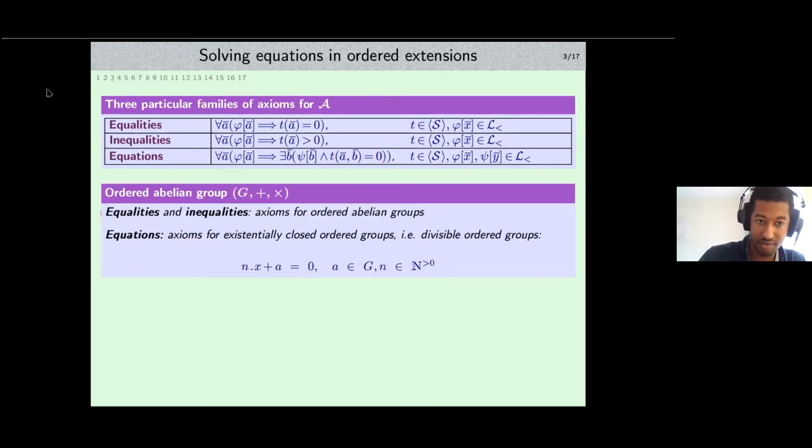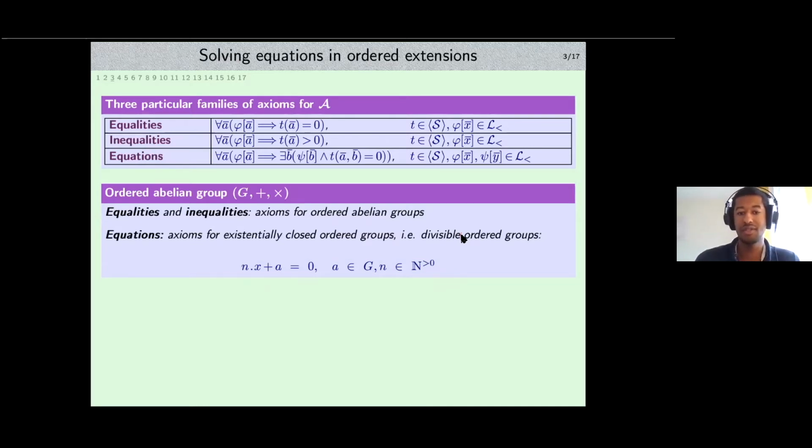To give examples, if we take an ordered abelian group, we can have as equalities and inequalities the axioms for ordered abelian groups. Although you need also equations for the opposites. And if you want to look at abelian groups which are closed under various equations, then a natural set of equations that you can consider is those linear equations here. And if you close the group under those equations, then you get a divisible ordered group.